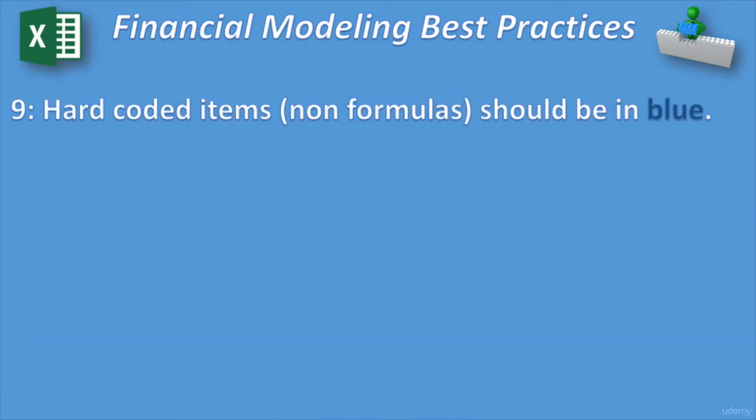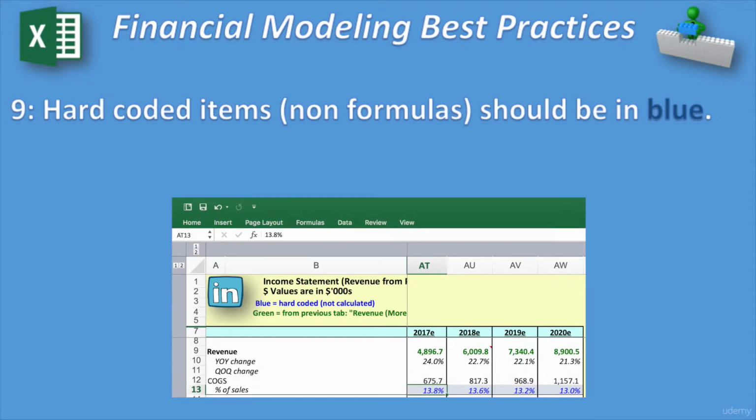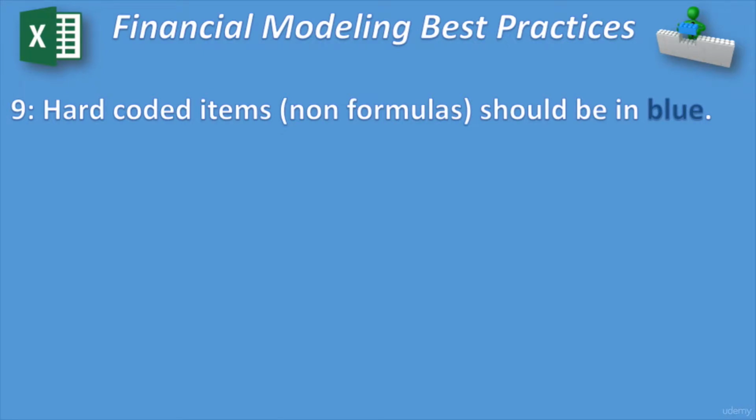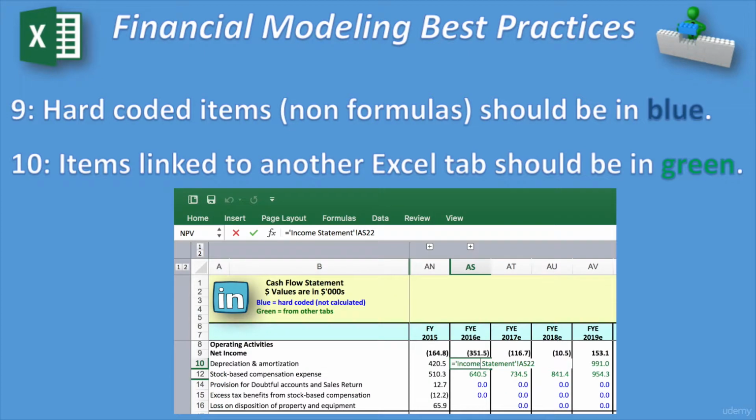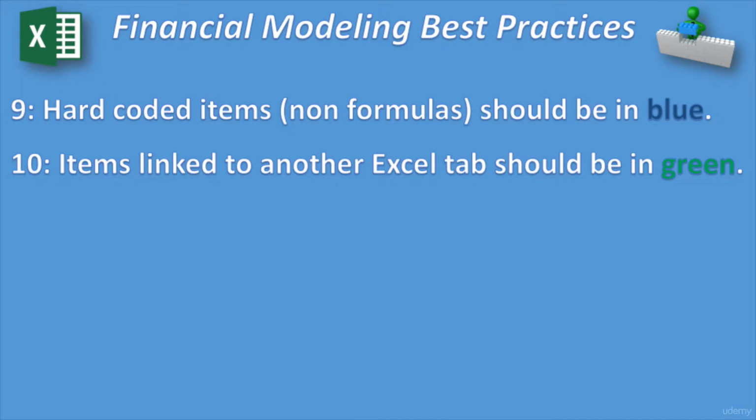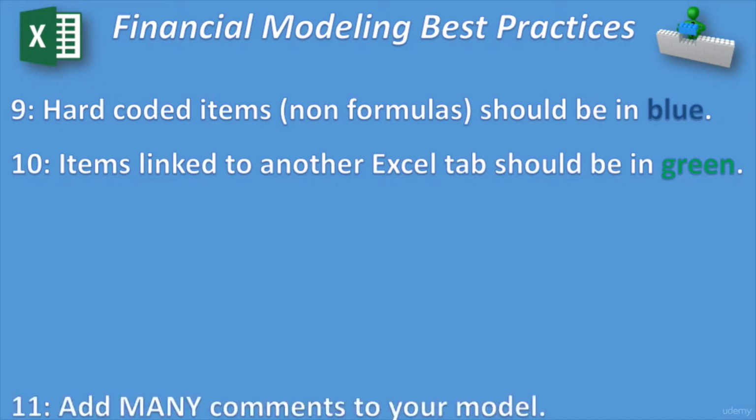Okay. Number nine, hard-coded items, right? And you'll see these on all the financial statements we're going to create. Hard-coded items mean non-formulas. They should be in blue. It means you hard-coded and you type them in. Don't worry, this will make sense soon. Number 10, items linked to another Excel tab should be in green. This is just a standard I created that I really think makes sense because the whole modeling process gets so complicated if you don't have different color coding. I'll show you in a minute.